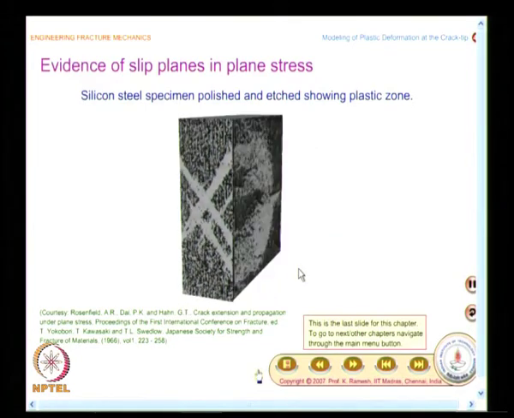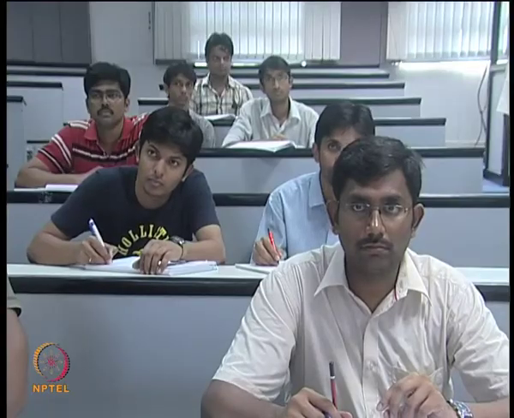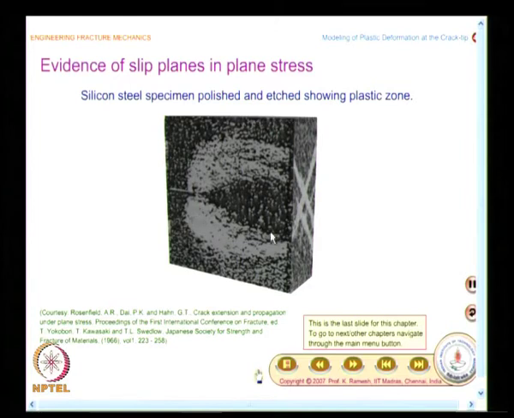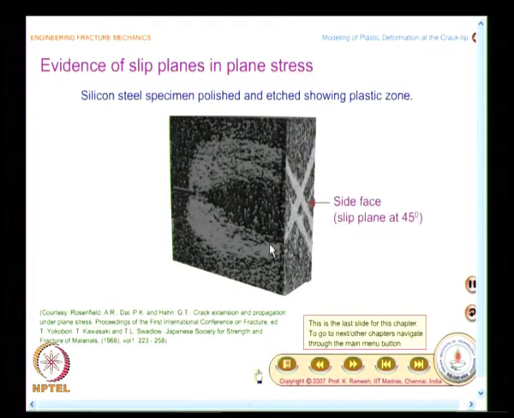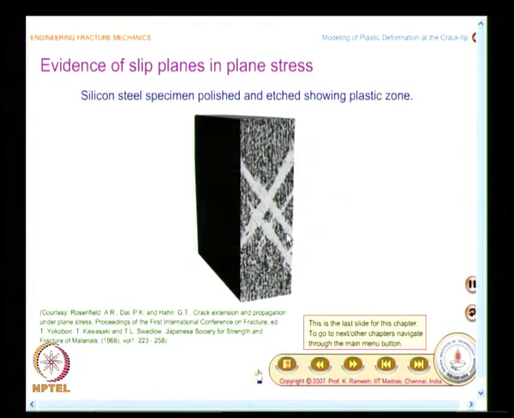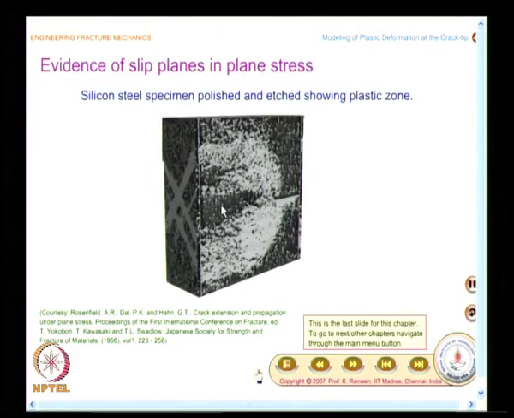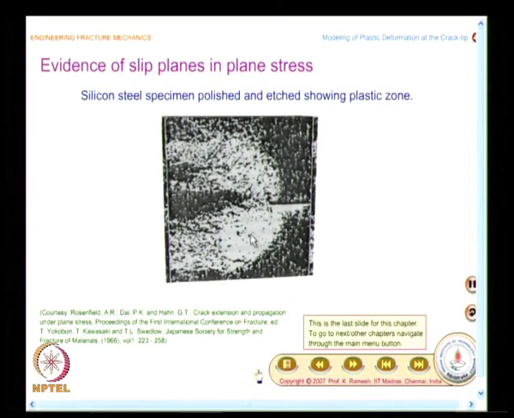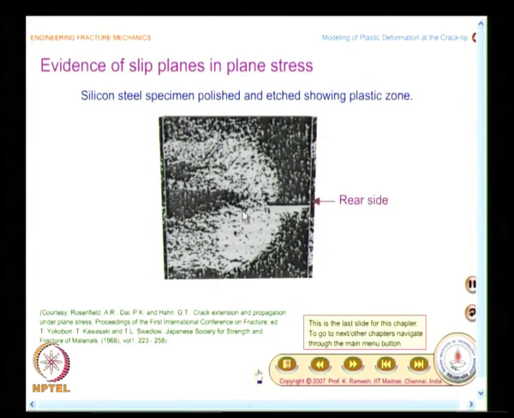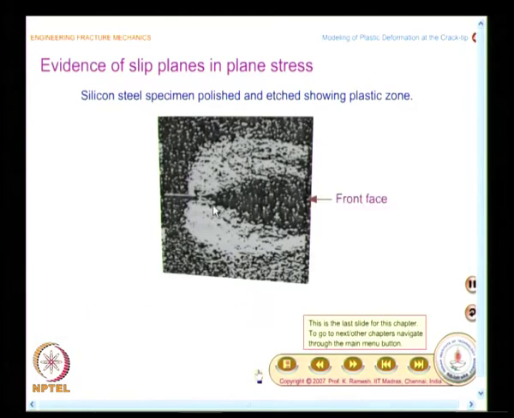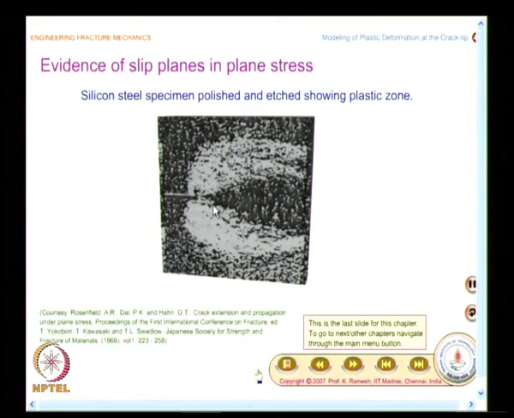So, whatever we have discussed was not just a conjecture, it is indeed observed in experiments, and this is a very nice piece of representation, and this gives a realistic feeling how the plastic zone varies over the thickness as well as along the crack length. These are the two issues we have looked at.